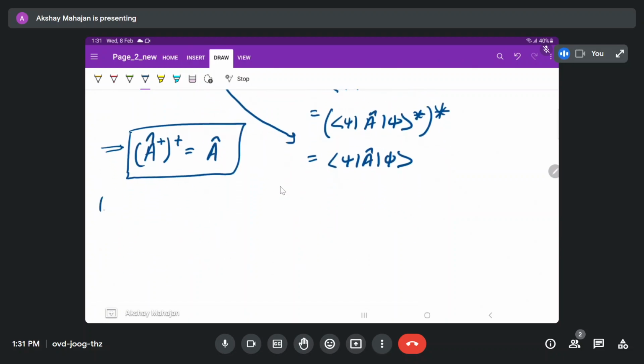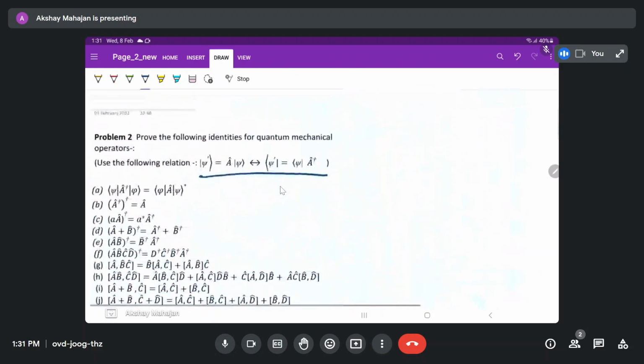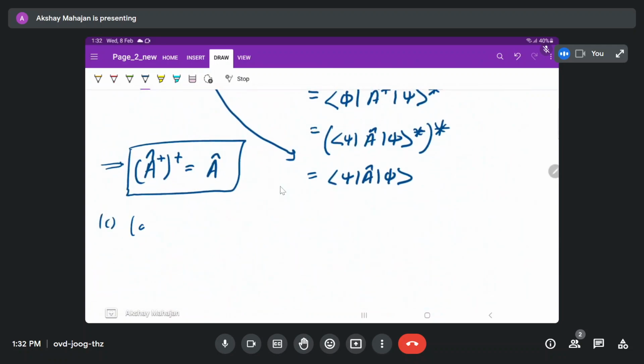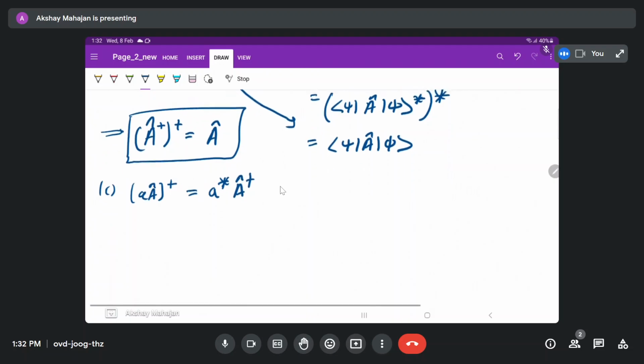Now let's go into our third identity. Our third identity is a times a cap in the whole adjoint. That will be equal to a star a cap adjoint. Alright, so this is what we have to prove.